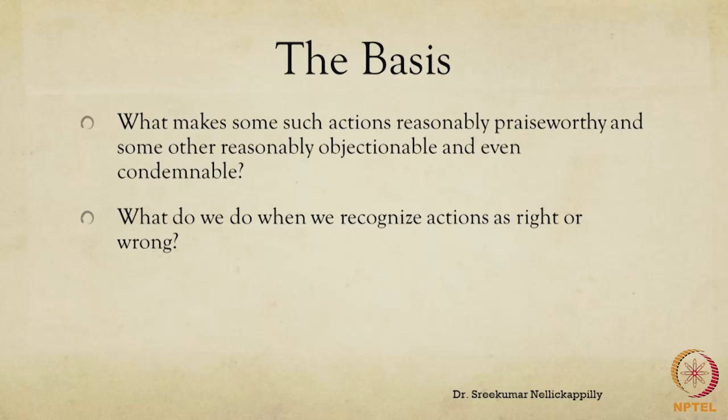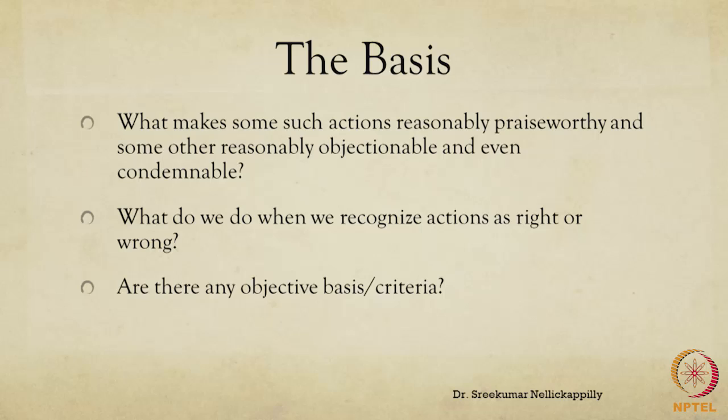We have to justify them. On what basis can we say that this is right and that is wrong? And again, what do we do when we recognize actions as right or wrong? When we say that a particular action is right, when we say that another set of actions are wrong. For example, copying in an exam is wrong. On what basis? What do we do when we recognize it?